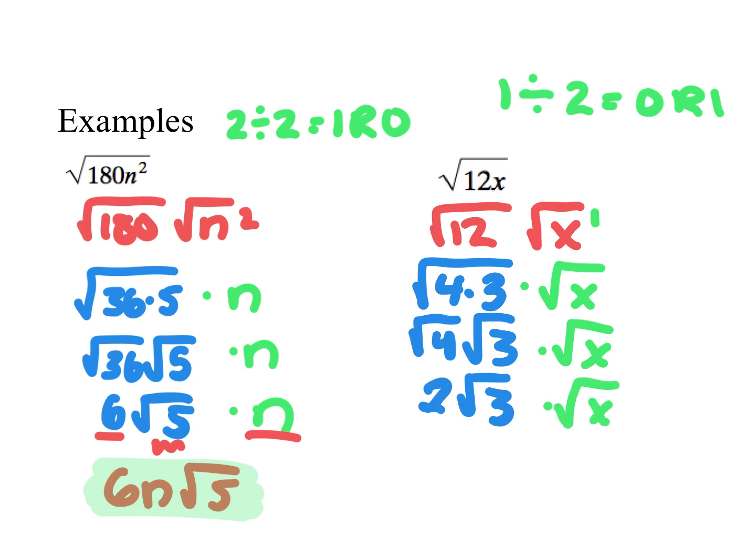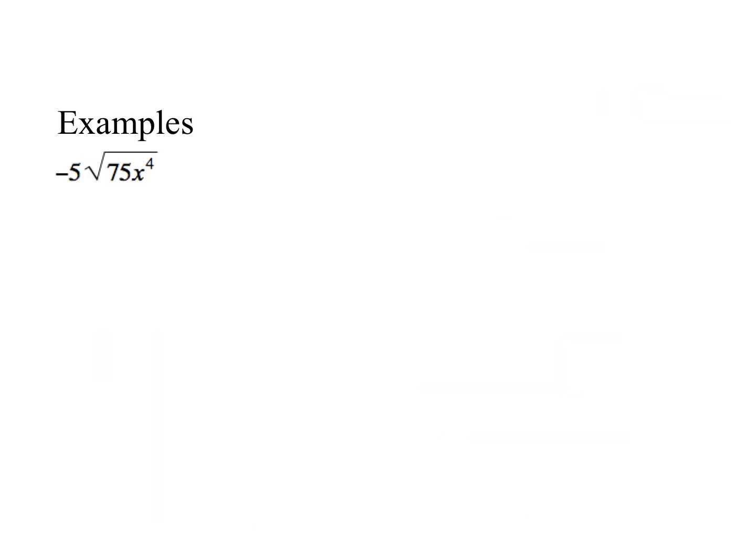So your final answer is the only part outside, 2. The x technically has a 1, so 2 times 1 is 2. And the parts inside go together, so it's 3 and x. So it's radical 3x. So your final answer would be 2 radical 3x.